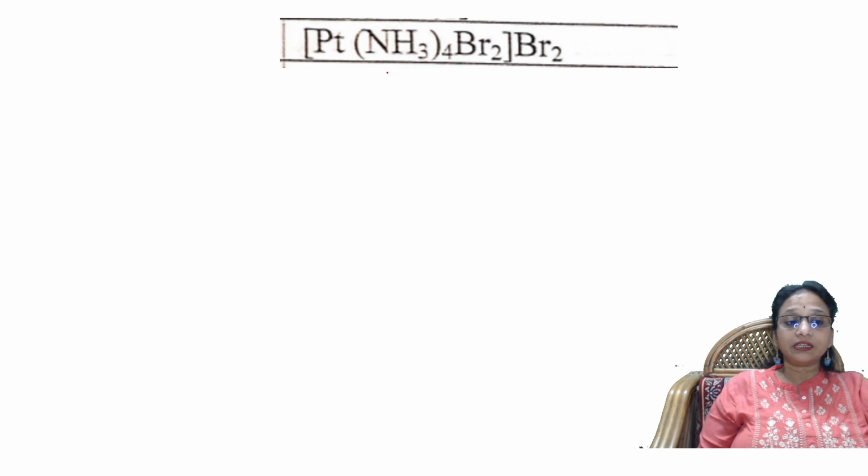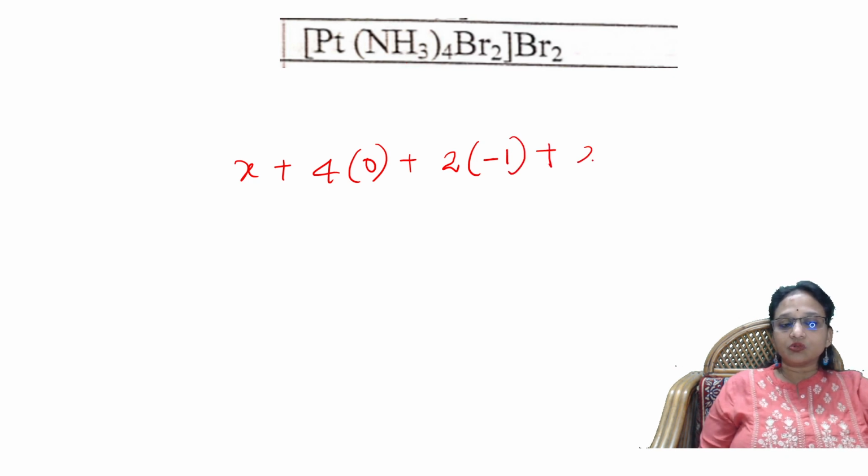Here you have platinum, ammonia, bromine. No problem. Let us calculate the oxidation state. First X. Ammonia is neutral ligand. So 4 into 0 plus bromine are how many? 2. What is the charge? Minus 1 plus here bromine 2 into minus 1 is equal to 0. So how much is X? X is equal to 4.